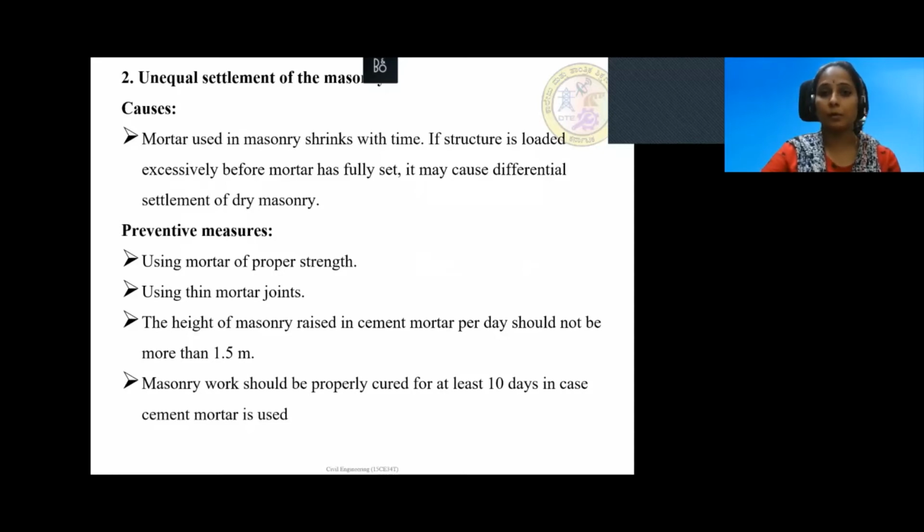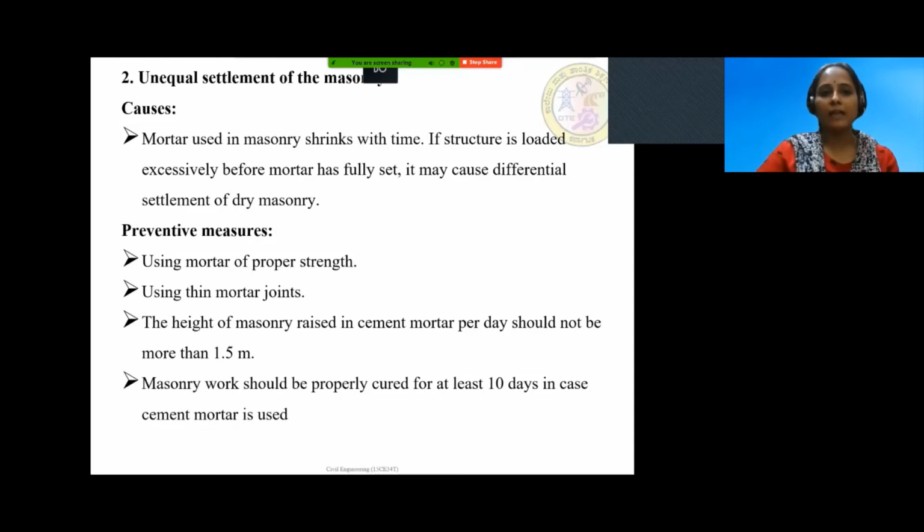Okay, so what preventive measures can be adopted to control this? By using good quality mortar, as I said, for a proper bond and proper strength, we need a good quality of mortar. So we can use good aggregates, good sand, fine aggregates, cement, and potable water. If you prepare the mortar properly, the mortar strength will be good. Again, use thin mortar joints. The joints between two bricks or two concrete blocks should be thin enough to maintain good strength.